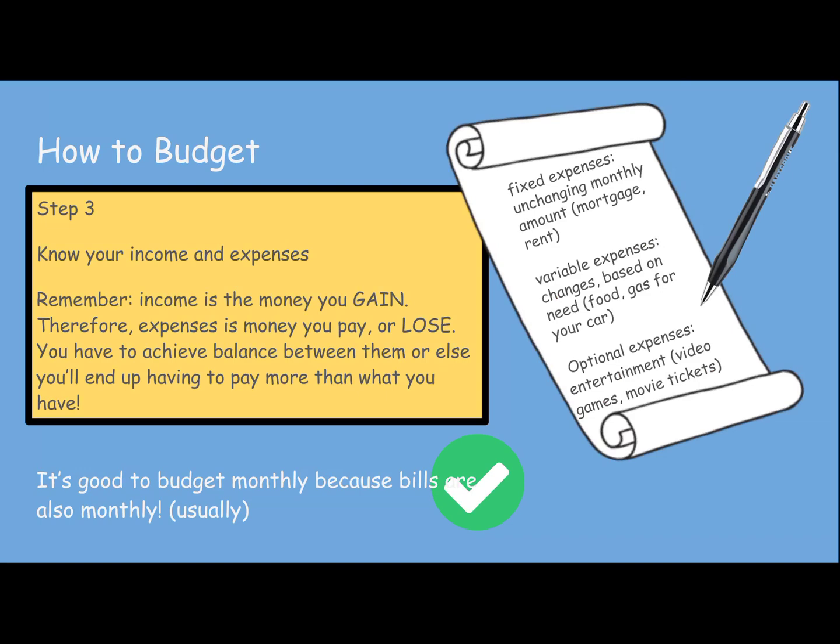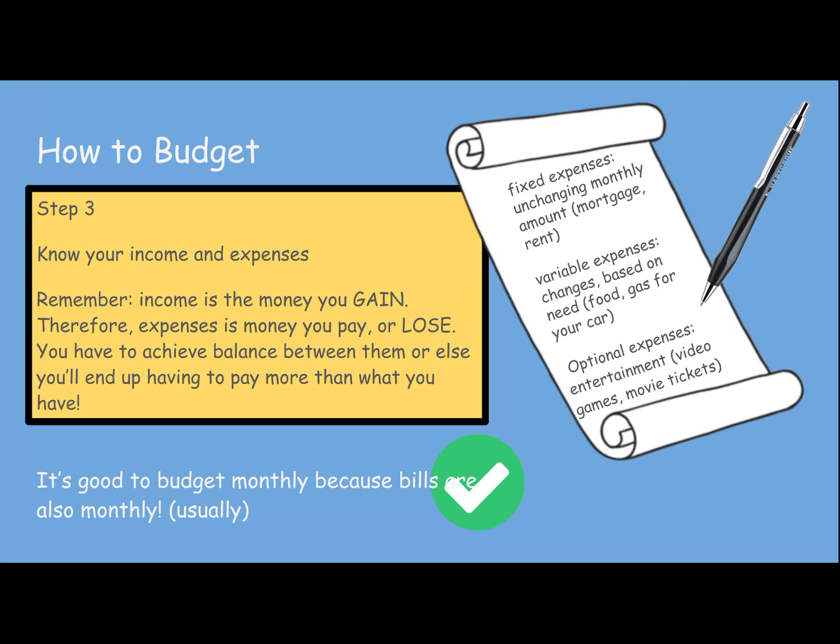That's simple budgeting. Step 3, know your income and expenses. So remember, income is money you gain, and that means expenses is money you lose. So you pay that money away. You have to achieve balance between them, or else you'll end up paying more than what you should be, and you'll start losing money at a rapid or quick rate.